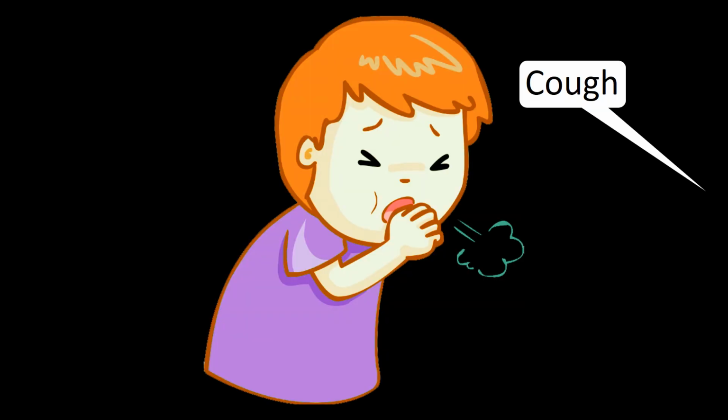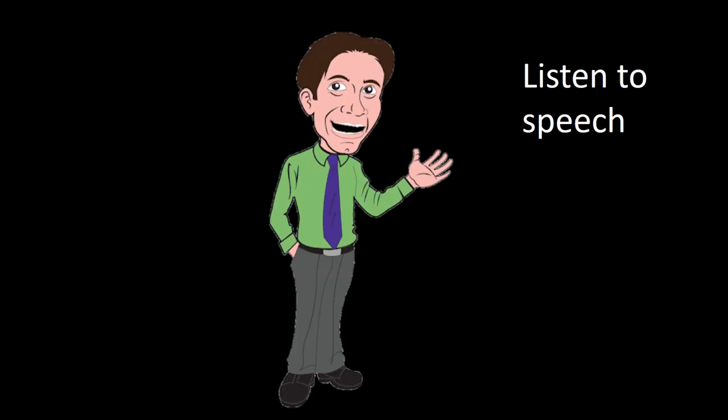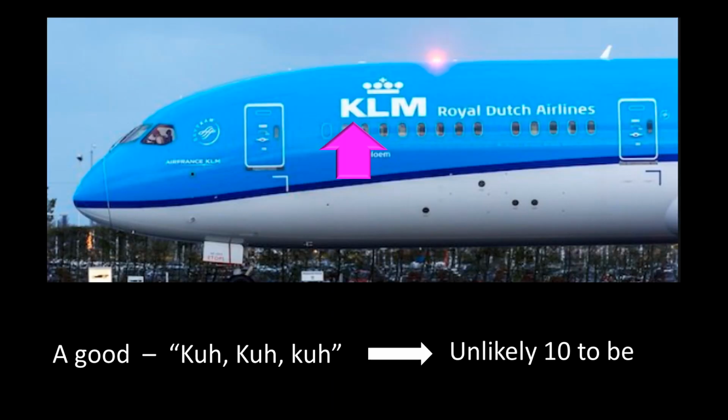Then you ask the patient to cough. It should be strong. And you listen to the quality of speech. Voice should not be nasal. And ask the patient to say coo, coo, coo, and see how this is pronounced. A good coo, coo, coo makes it unlikely for there to be a problem with the vagus nerve.